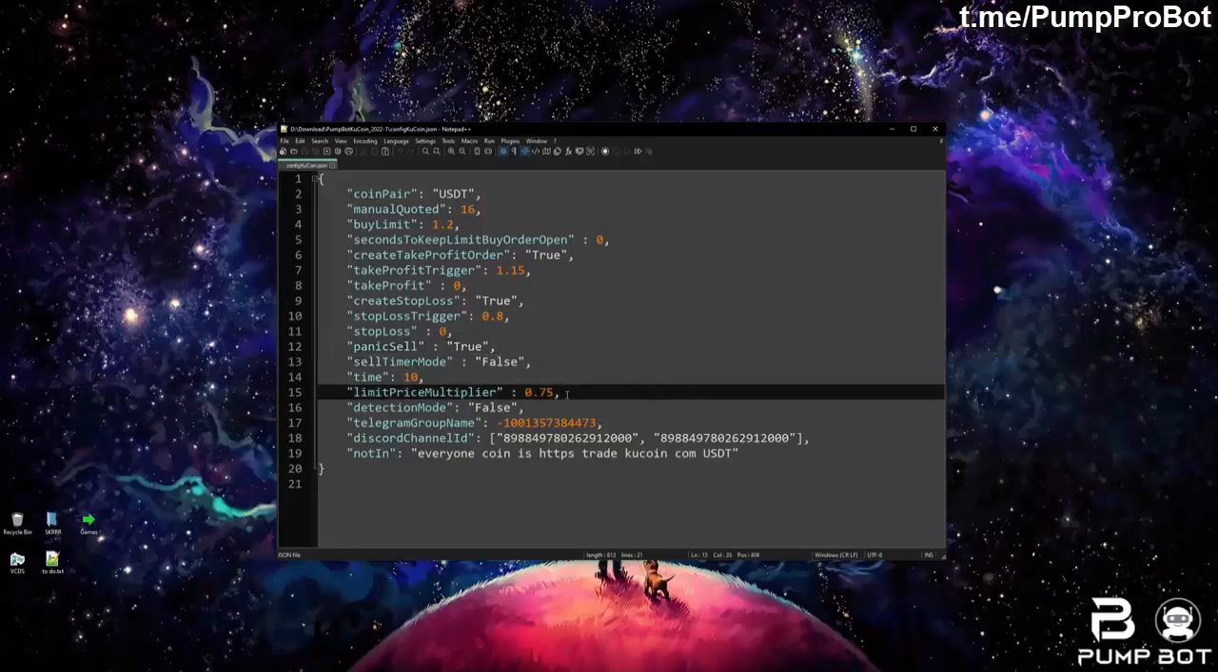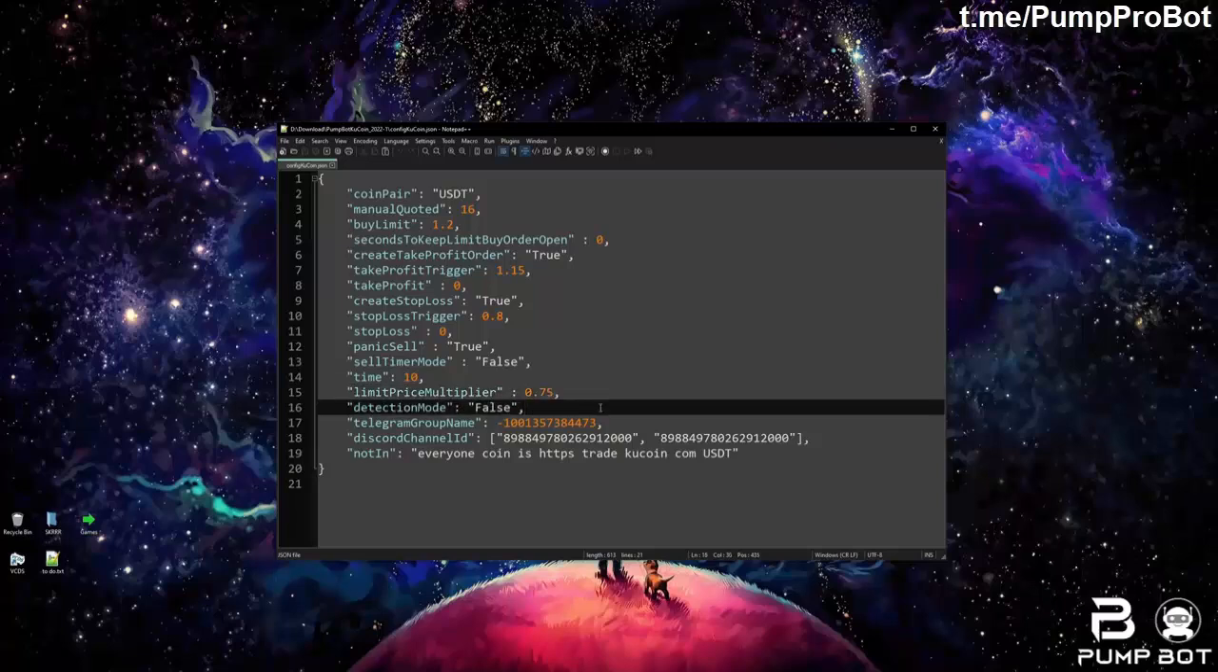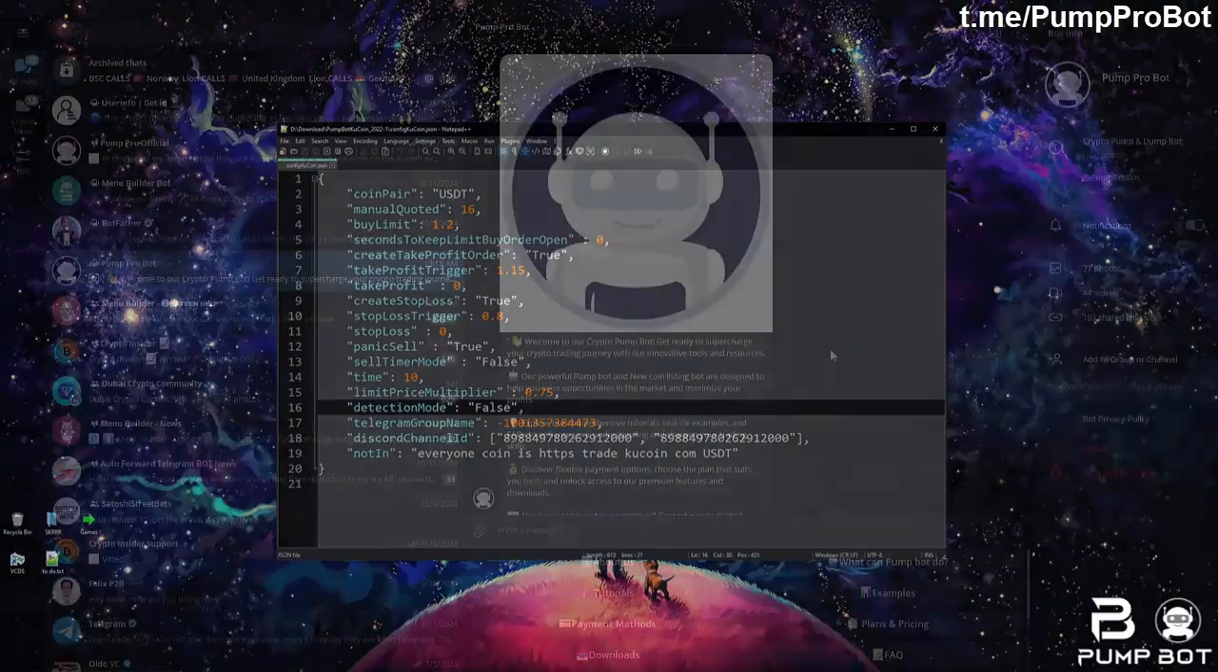Limit price multiplier is used when you use manual sell or timer mode in order to make sure all your coins are sold. Keep the value at 0.7. However, there always have to be buyers for your coins. If there are not enough buyers when you want to sell, you might not sell all of your coins. If detection mode is set to true, it allows you to detect coins from one Telegram channel and two Discord channels at the same time.